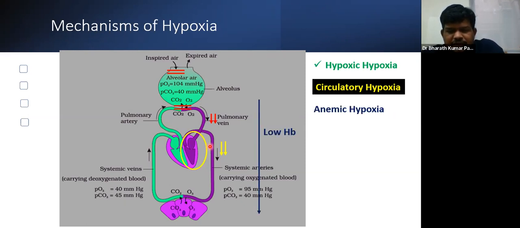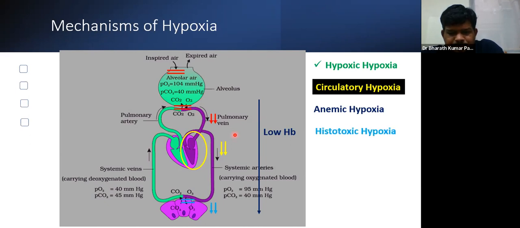Then the presence of low hemoglobin in the blood, which cannot carry the oxygen that is transported across the alveolar and capillary membrane and comes into the systemic circulation, but there is no adequate hemoglobin that actually has to carry the oxygen from the level of the lung to the tissues. So it causes a hypoxia known as anemic hypoxia.